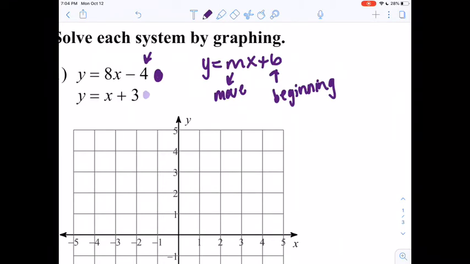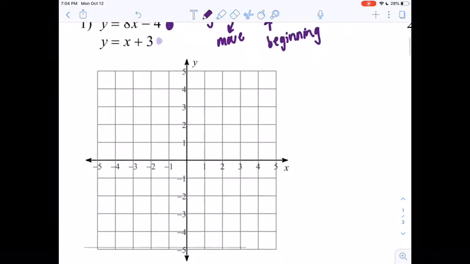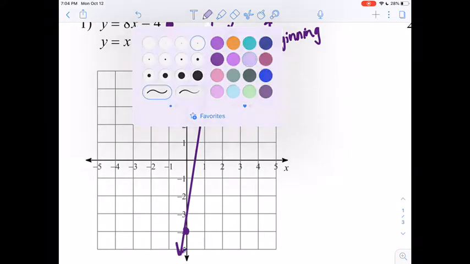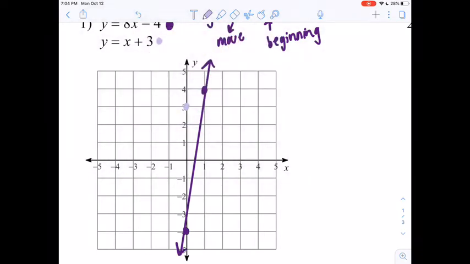So my beginning is -4. And I'm going to move 8 over 1. So I'm going to go up 8 to the right 1. And I'm going to connect my 2 points. And then for my second line, my beginning is +3. And when I'm graphing this line, I want to see where they're going to intersect.